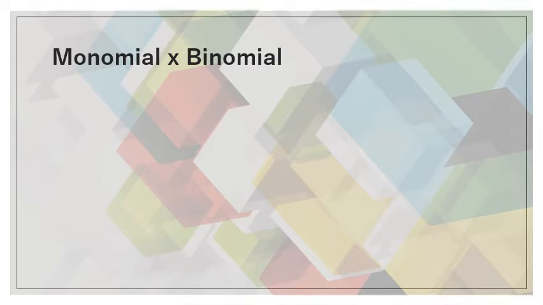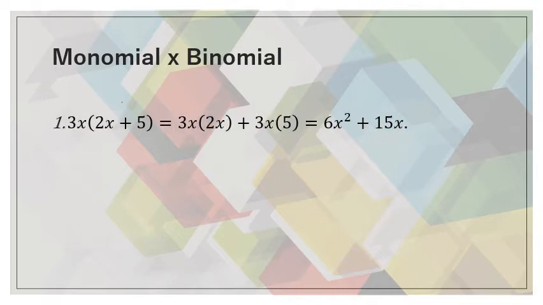When we are multiplying a monomial by a binomial, we are simply distributing the monomial to each of the terms of the binomial. For example, if we have 3x multiplied by 2x plus 5, then 3x has to multiply to 2x and multiply to 5. So essentially we have 3x times 2x plus 3x times 5. And 3x times 2x will give us 6x squared, while 3x times 5 will give us 15x.